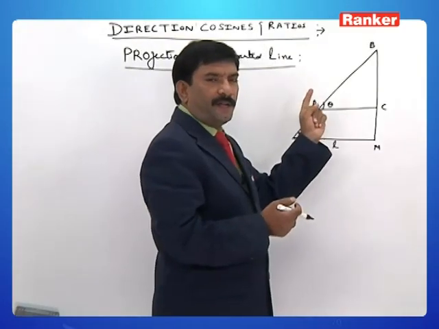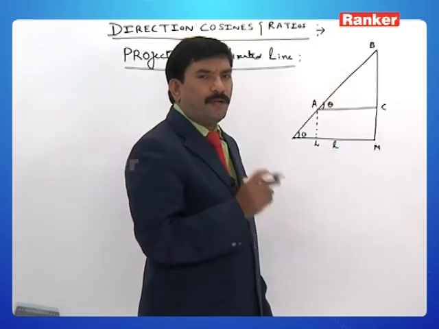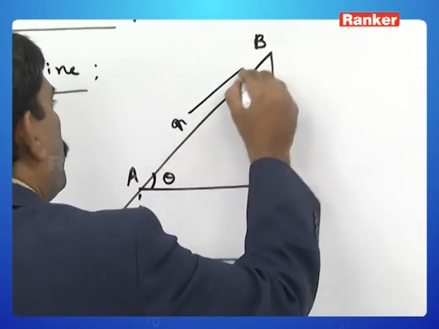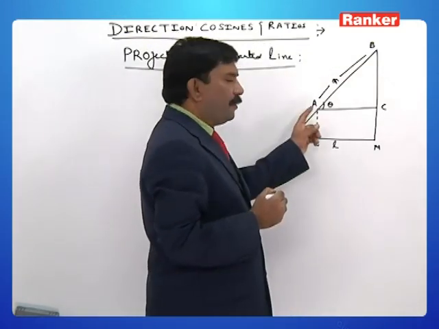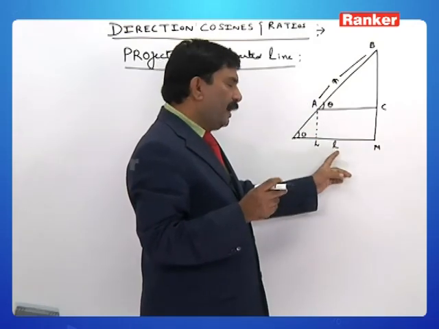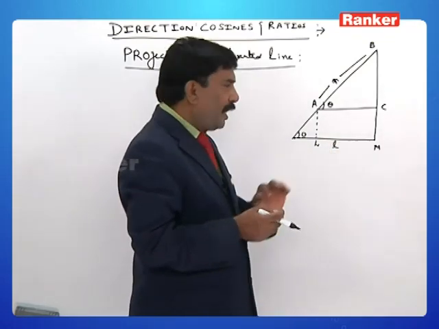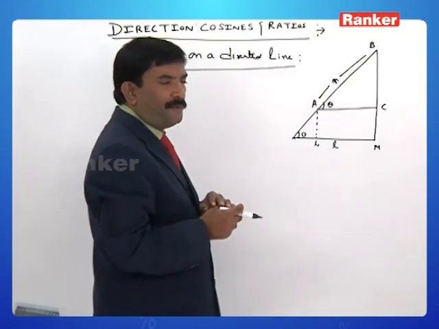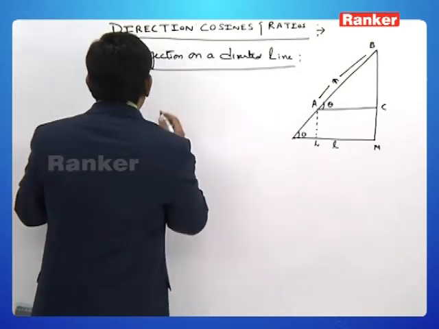Let A, B be the 2 points and R is the distance between them. You take this one as R. Now, the projection of A, B on the directed line L is L, M, and it makes an angle theta. Right? Now I want to find out the projection of this.